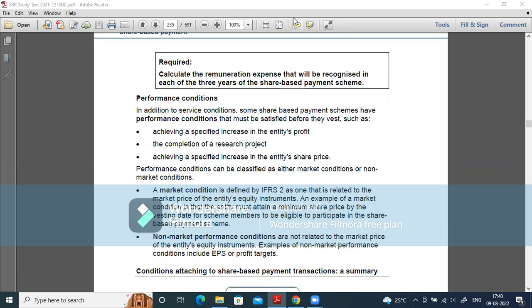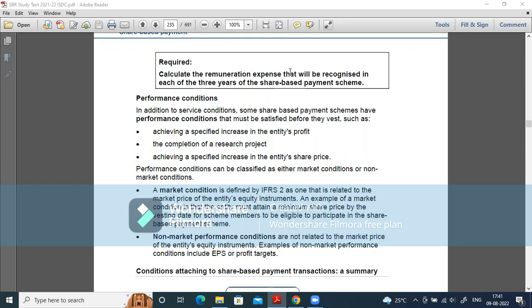Are they non-market performance? No, service conditions won't come under performance. Once again, I repeat, service conditions is not performance. Performance in the sense the performance of the company. Service is nothing but the minimum service period an employee needs to work.